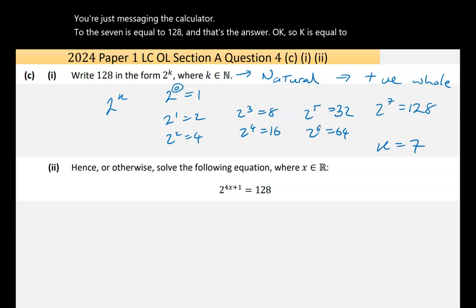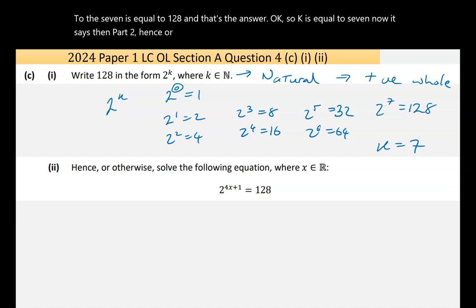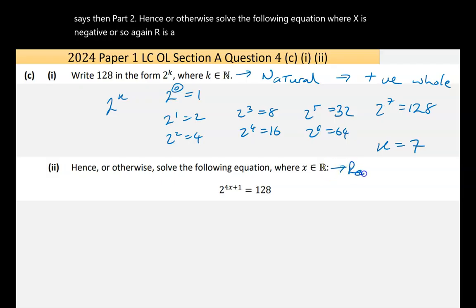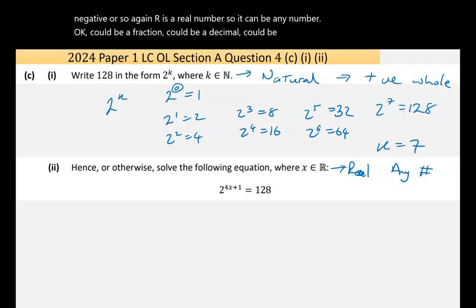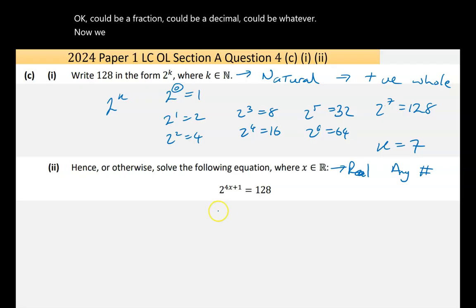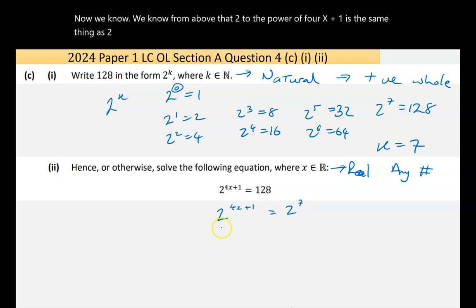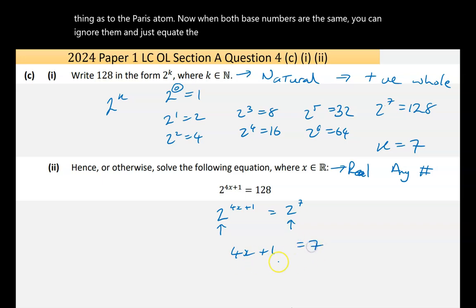Now it says part 2, hence or otherwise solve the following equation where x is an element of R. Again, R is the real numbers, so it can be any number. It could be a fraction, a decimal, whatever. Now we know from above that 2 to the power of 4x plus 1 is the same thing as 2 to the power of 7. When both base numbers are the same, you can ignore them and just equate the powers. So this is an equation of one unknown, so it is solvable.